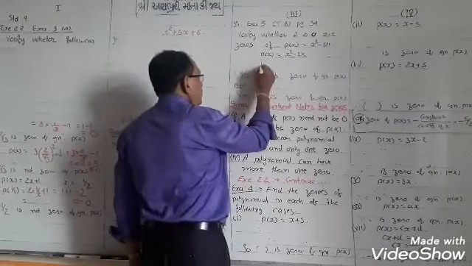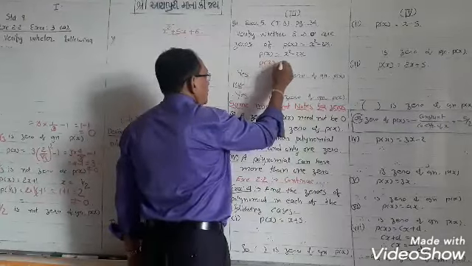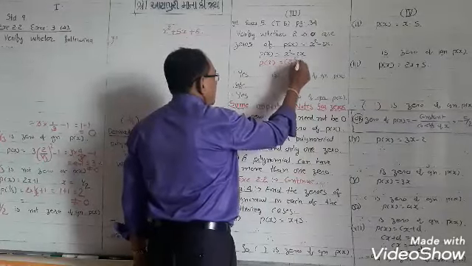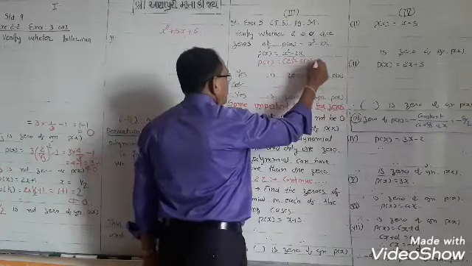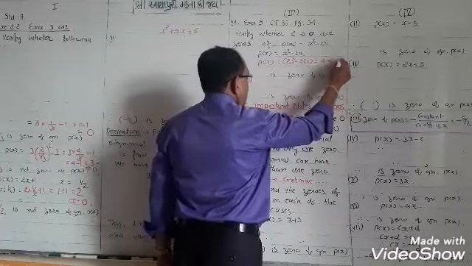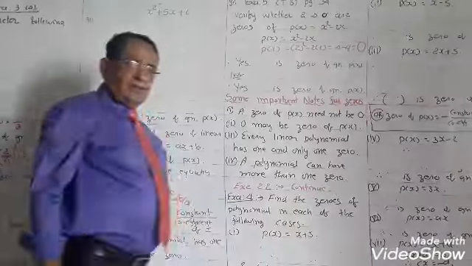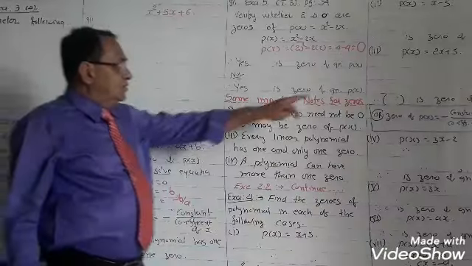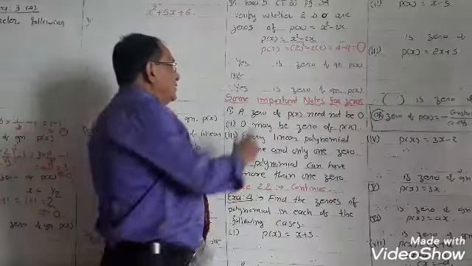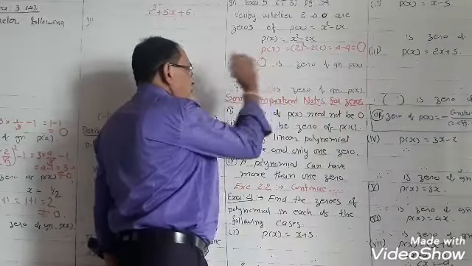p(x) = x square minus 2x. Check for 2: 2 square minus 2 into 2, that is 4 minus 4, is equal to 0. Yes, that shows the numerical value.